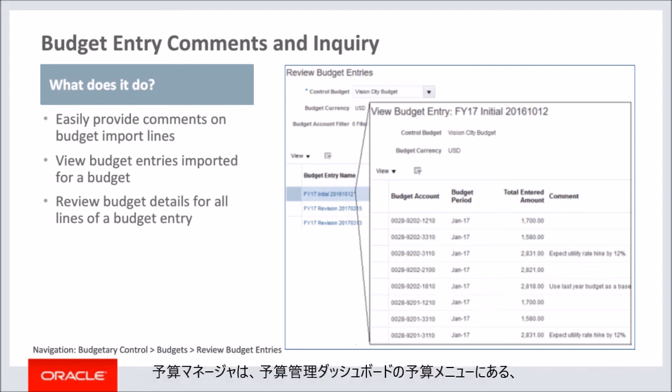Budget managers can query all the budget entries for a control budget in the new Review Budget Entries page, available under the Budget menu in the Budgetary Control dashboard, or access it by drilling down from the Review Budgetary Control Balances page. Click the budget entry name in the Review Budget Entries page to open the View Budget Entry page to see all the imported lines with details such as budget account, budget period, entered amount, and the new comment column.